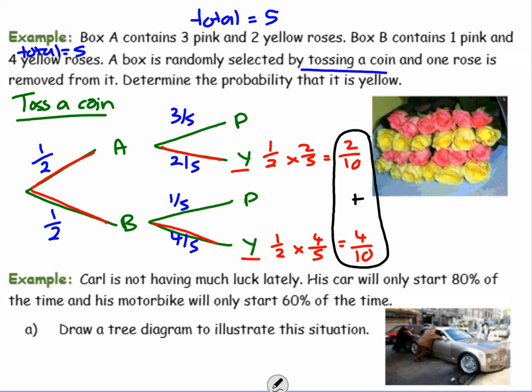So 2/10 plus 4/10, what does that equal? 2/10 plus 4/10 equals 6/10, which simplifies to 3/5, or you can say 0.6 as well. So there's a 3 in 5 chance that the rows will be yellow.